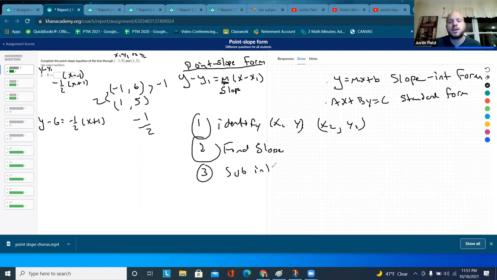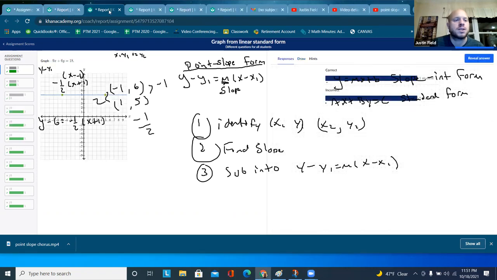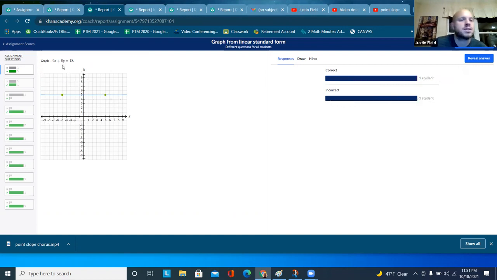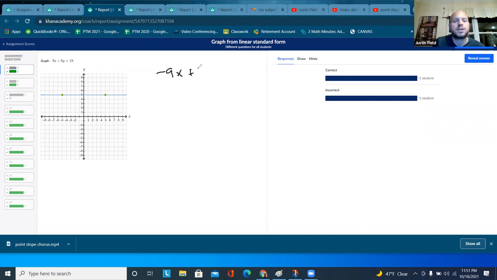Sub into y minus y1 equals m(x minus x1). All right, that's enough of that. Let's move right along to standard form. So standard form: negative 9x plus 6y equals 18.